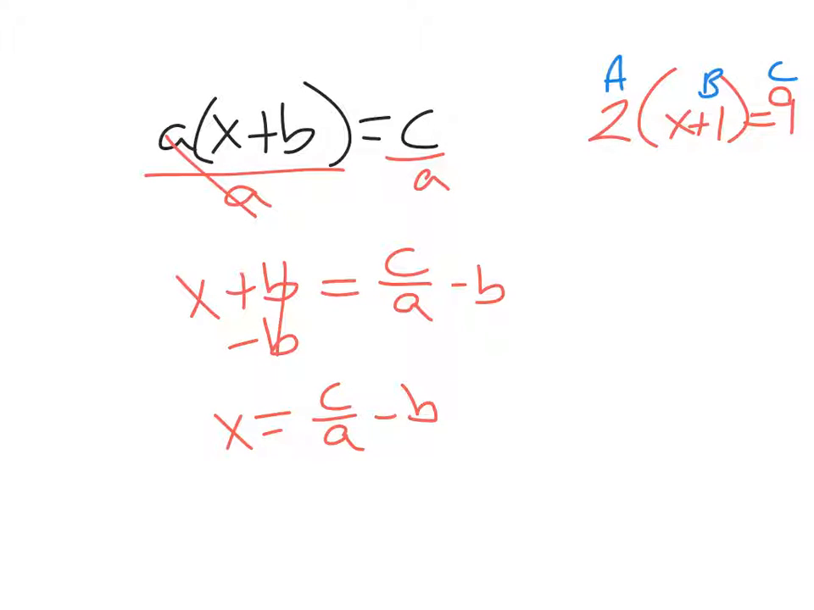Now I plug stuff in. What's C? C is 9, over 2, minus 1. What's 9 divided by 2? 4.5, minus 1. 3.5. 3.5 is my answer.